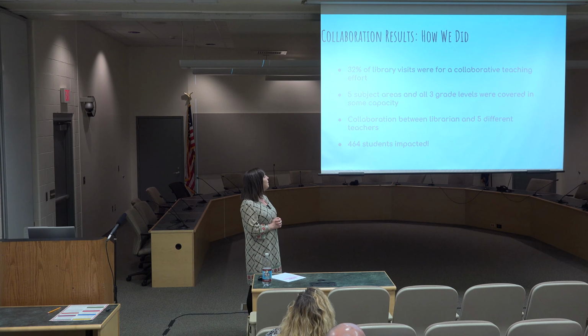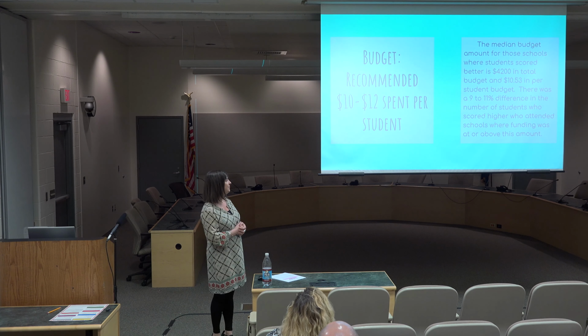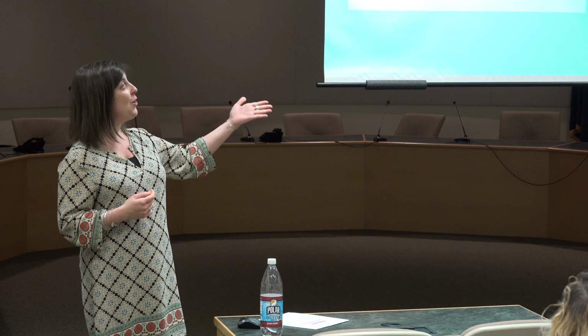I was so excited about the budget findings when I found this data. I was so excited. So the budget recommended per child is $10 to $12 per student. This was the lowest budget that I could find that was recommended for students. So $4,200 is really close to what I get every year. I was super excited about this data. So I'm looking at my data. I said, I get $4,600. I'm ahead of the norm.